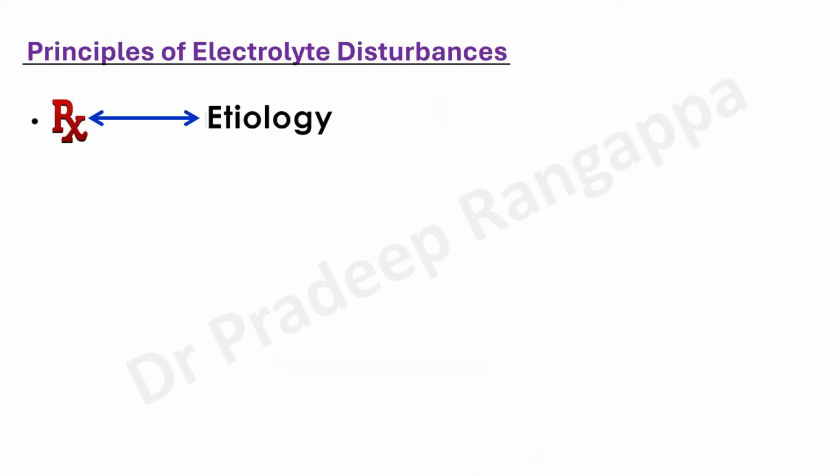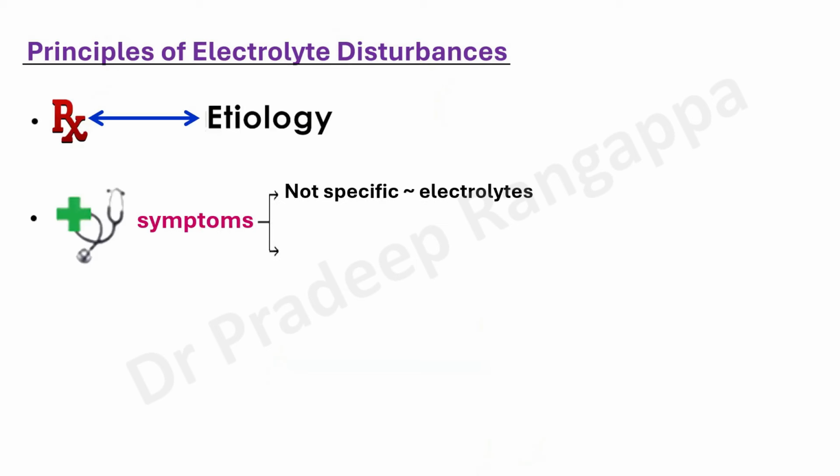When it comes to principles of electrolyte management, you do not search for the etiology of the electrolyte disturbance first. You rather look at the electrolyte disturbance and start treating it. Treating and finding the etiology go hand in hand, and they have to happen concurrently. You don't say, let me ascertain the cause of hypokalemia and then I will treat. Both have to happen concurrently.